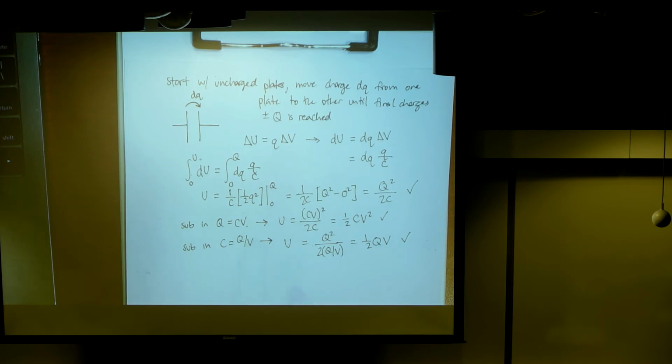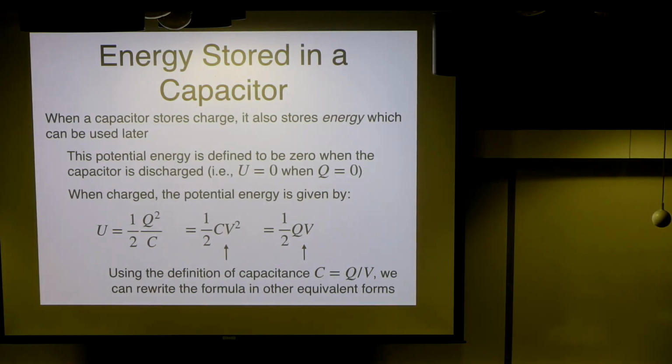Any questions on this? All right then. So that's where these formulas come from. Again, the first one is the real result. The others are just a result of making substitutions, okay?